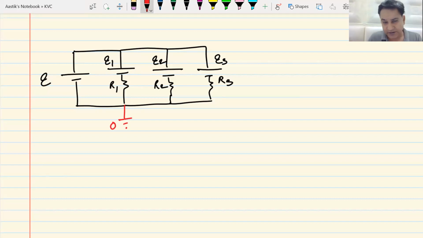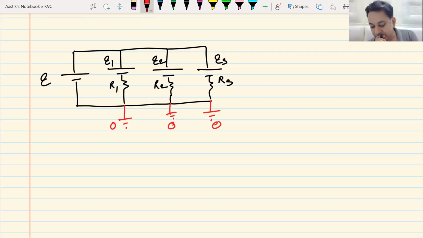You're right. You're correct. Going in the right direction. E minus 0. The next one also 0. Everything is 0. I understood that. This is also 0. This is also 0. I understood that. Right. How do I get the currents?